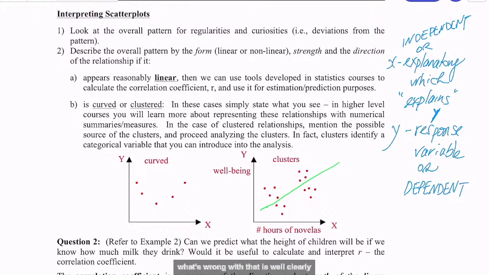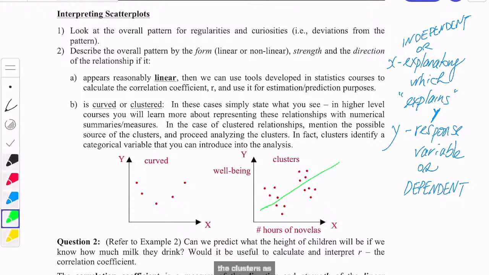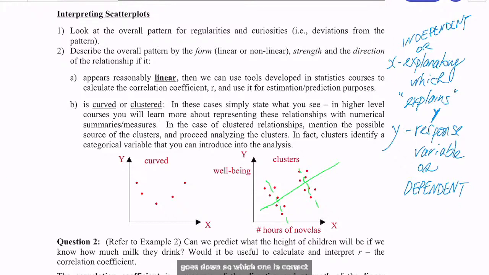Now, what's wrong with that is, well, clearly the observations are grouping together in clusters. We call those clusters. And those clusters are not positively related. Like as x goes up, y goes up. That's what the green line seems to predict. But that's not what's happening in the clusters. The clusters, as x goes up, y goes down. So which one is correct? Which one should we, you guys tell me.